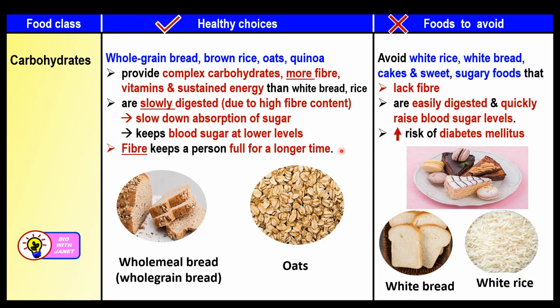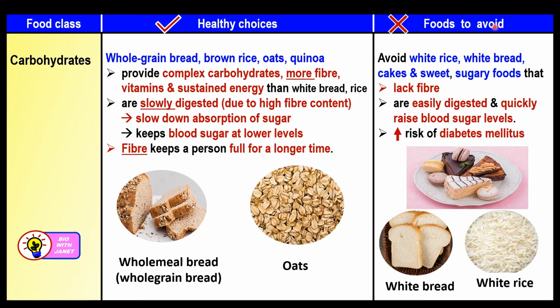Okay, so here we see wholemeal bread or whole grain bread, where the wheat, the whole seed of the wheat is used. Okay, together the bran and the germ. And then these are oats.